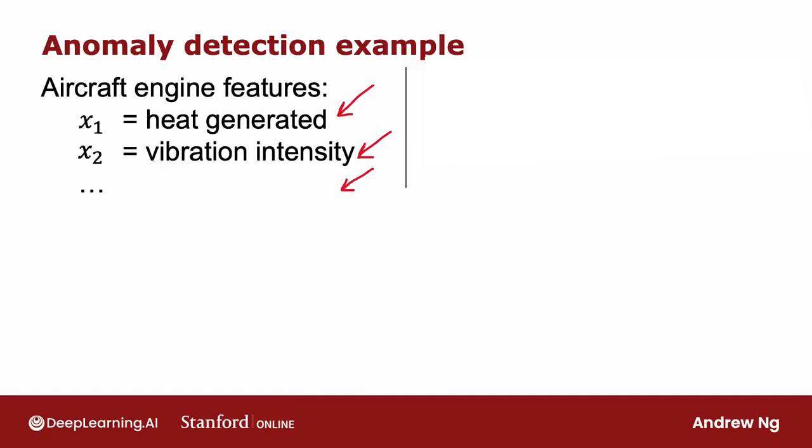Now, it turns out that aircraft engine manufacturers don't make that many bad engines. And so the easier type of data to collect would be, if you have manufactured M aircraft engines, to collect the features X1 and X2 about how these M engines behave. And probably most of them are just fine. They're normal engines rather than ones with a defect or a flaw in them.